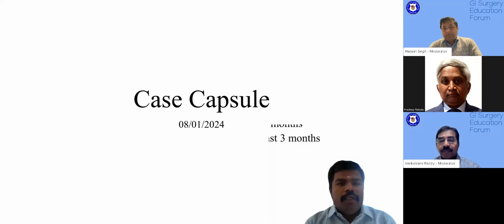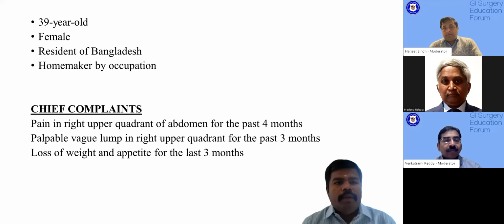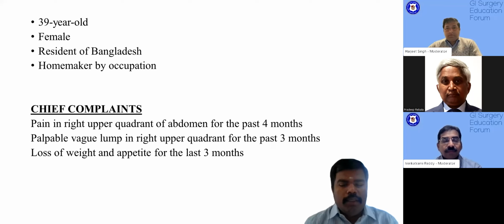My patient, a 39-year-old female, is a resident of Bangladesh and homemaker by occupation. She presented with chief complaints of pain in the right upper quadrant of the abdomen for the past 4 months and a palpable vague lump in the right upper quadrant for the past 3 months, associated with loss of weight and loss of appetite for the last 3 months.